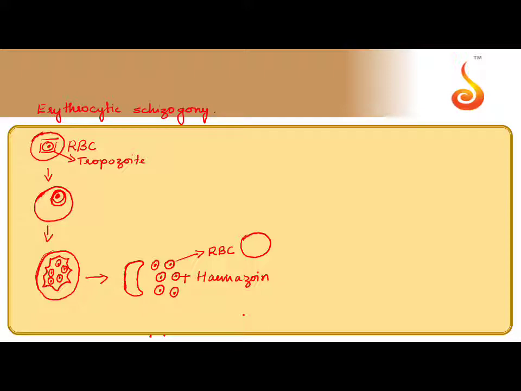These trophozoites consume the hemoglobin part of it. Now we know hemoglobin is in two parts. One is the iron, the heme part of it, and the other is globin, the protein part of it. These trophozoites consume the entire protein present in it and leave out the heme part, just like that. And this heme part is now called hemozoin.